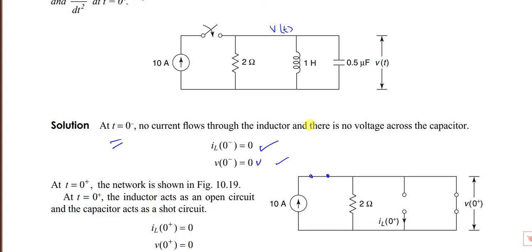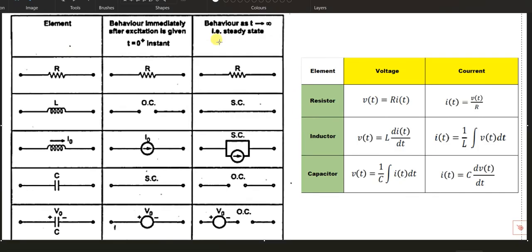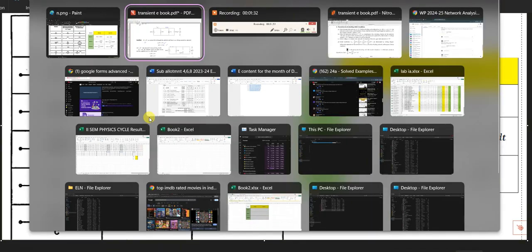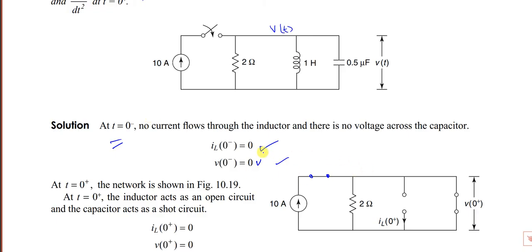But how does the capacitor behave? For t equals 0 plus, as I told you, an uncharged capacitor immediately acts as a short circuit, but the inductor acts as an open circuit. So now see what happens in this circuit. The inductor acts as open and the capacitor acts as short. Whenever a short circuit is there, all the current flows through the short circuit path. All 10 amps flows through here. Here the current is 0 amps.